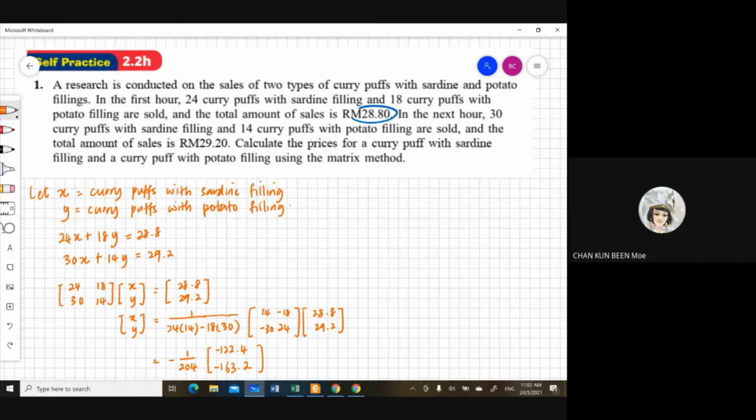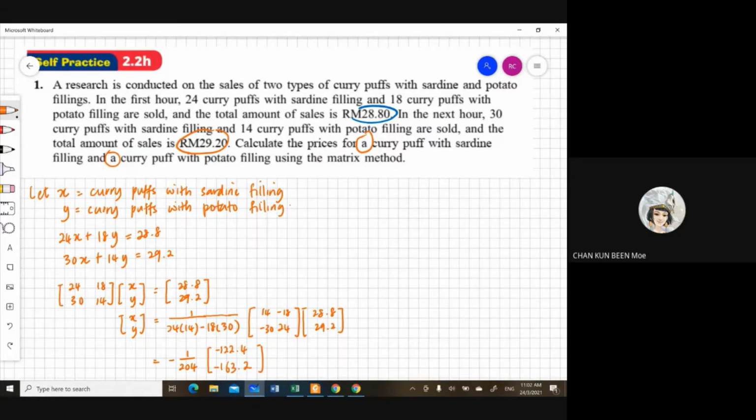A research is conducted on the sales of 2 types of curry puffs with sardine and potato fillings. In the first hour, 20 curry puffs with sardine filling and 18 curry puffs with potato filling are sold, and the total amount of sale is 28 ringgit 80 cents. In the next hour, 30 curry puffs with sardine filling and 14 curry puffs with potato filling are sold, and the total amount of sale is 29.20. Calculate the prices of a curry puff with sardine filling and a curry puff with potato filling using the matrix method. So you just need to find out the price of a curry puff with the potato filling and also the sardine filling.